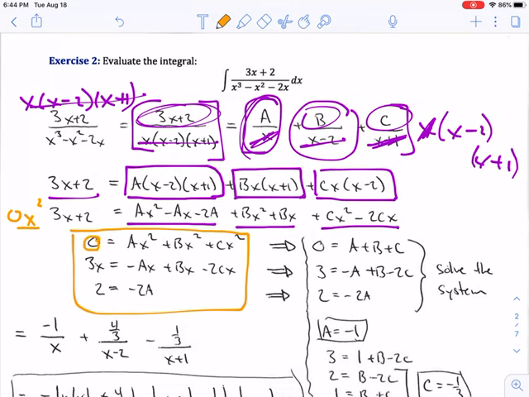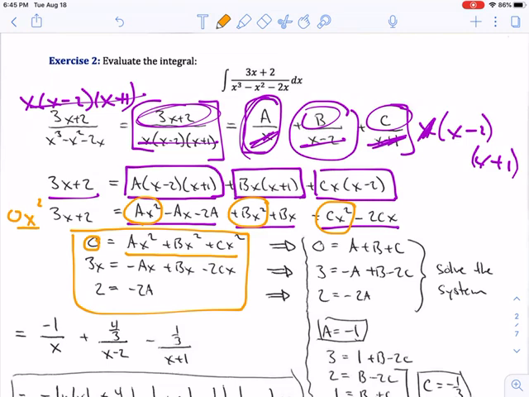And the reason I have to look for the x squared term is I have x squared terms over here. I have an ax squared, a bx squared, a cx squared. And so I put those on the right-hand side of the equal sign. So what I'm doing is equating the x squared terms. I have 0x squared equals ax squared plus bx squared plus cx squared.